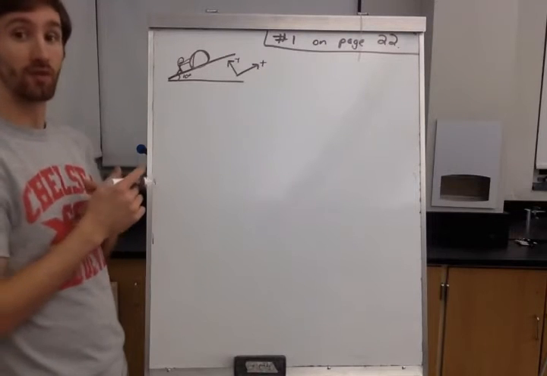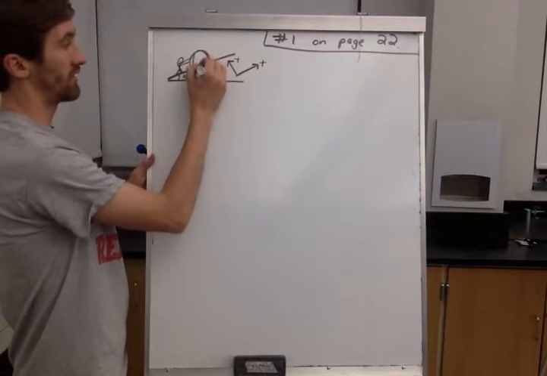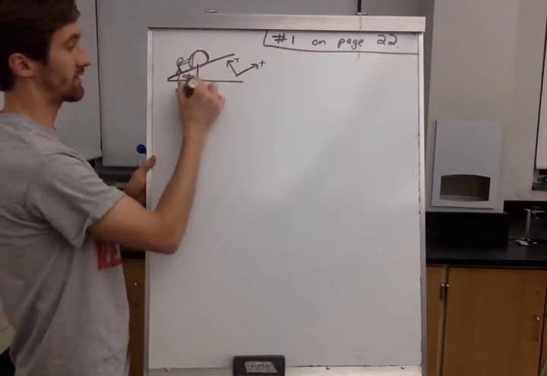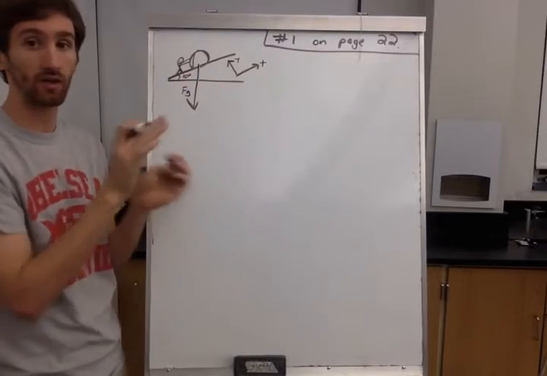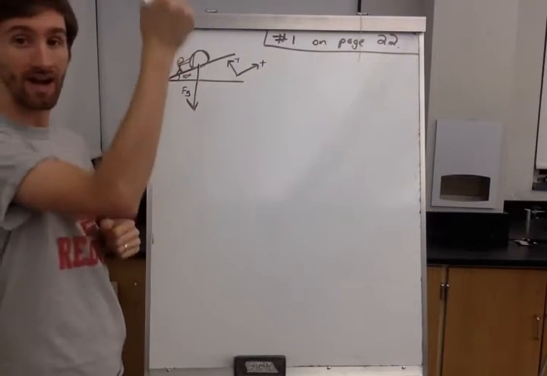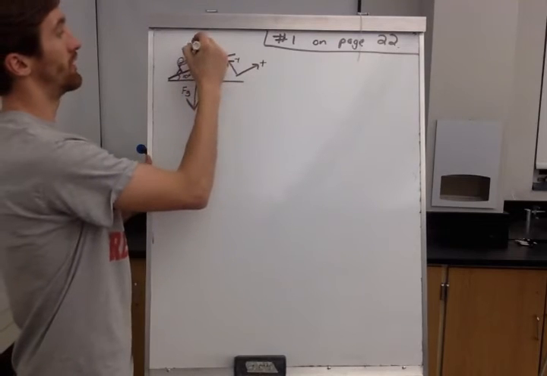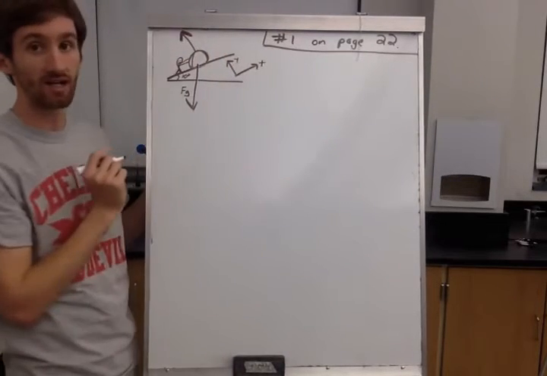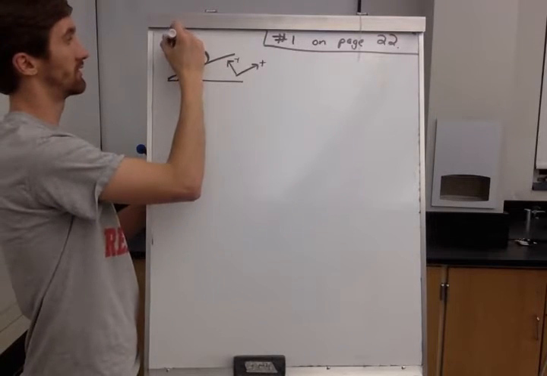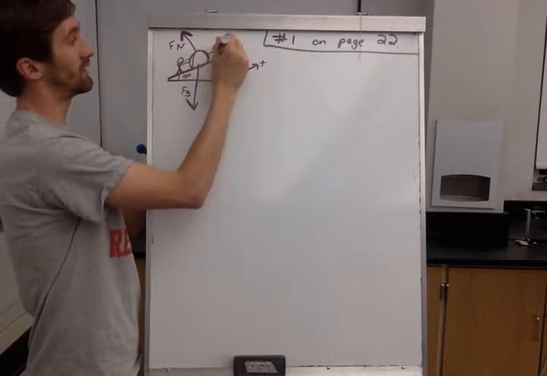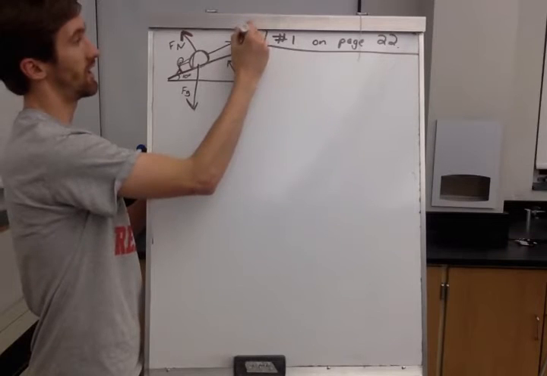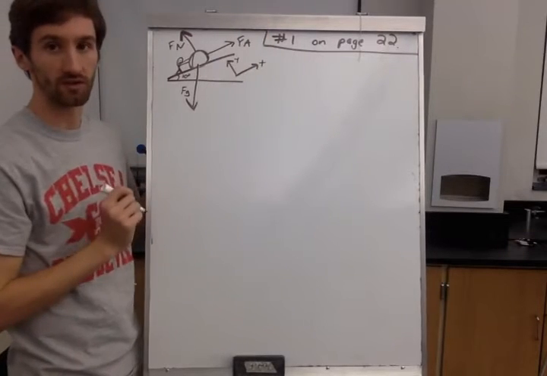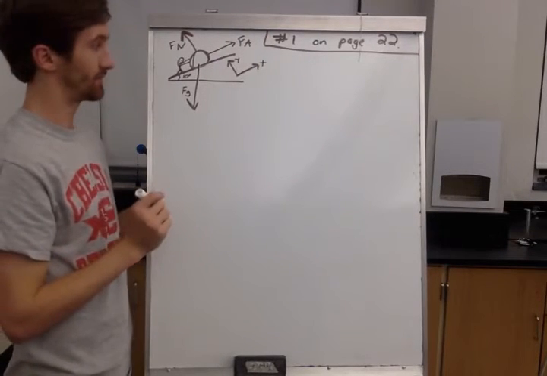Next, I'm going to draw my free body diagram. So I know that gravity still comes straight down. Even though I turn my axis, gravity pulls things down. But normal force comes straight out of the surface, and Amy is pushing up. We're going to say force A for the force of Amy.